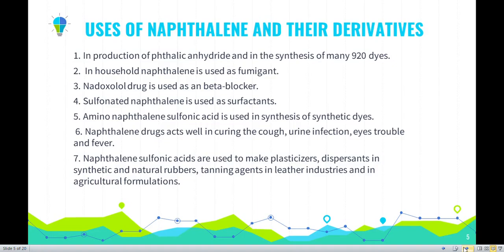Naphthalene drugs act well in curing cough, urine infection, eye trouble and fever. Naphthalene sulfonic acids are used to make plasticizers, dispersants in synthetic and natural rubbers, tanning agents in leather industries and in agricultural formulations. The next structure will be explained by Mansi. Thank you.